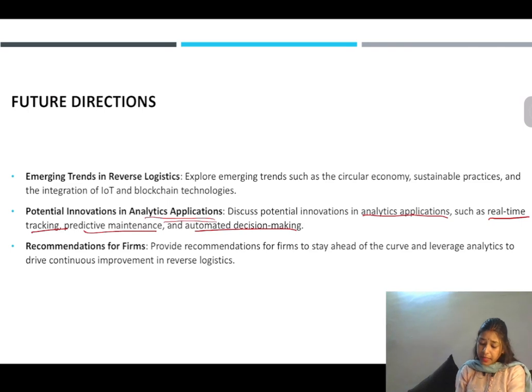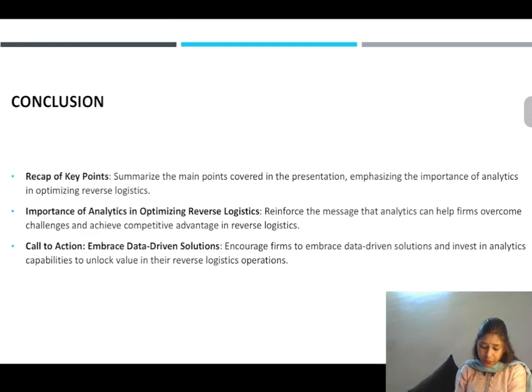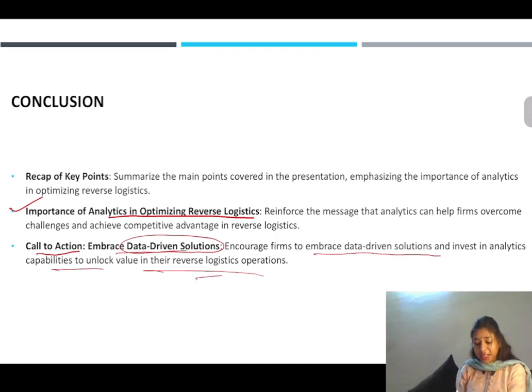Also, there is the circular economy, and technologies like blockchain and IoT are helping in managing these reverse logistics. So the companies can use this. We need to understand the importance of analytics in optimizing reverse logistics, and we need a call to action to embrace data driven decisions and invest in analytics capability to unlock the value of reverse logistics operations.